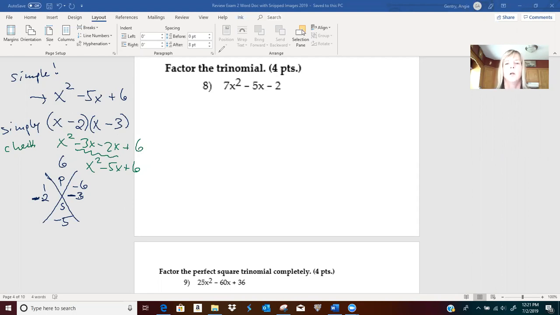Now, long story on this, I just don't want you to use the method that I'm going to show on this one if you don't have to. So if it's simple, keep it simple. Now this one here isn't simple because the leading coefficient is 7, not 1. So you're going to have to go over the top. This is how I teach it in class.